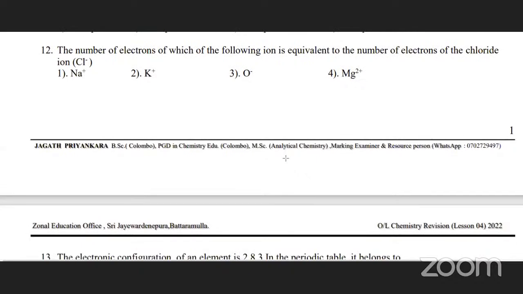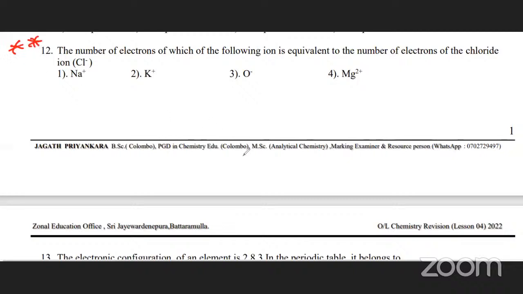This is a question. You can put a star for this, because in the O-level paper they can ask similar questions. When you are given any ion, you can work out the number of electrons based on the atomic number and the charge. For example, chlorine has atomic number 17, but when it becomes a chloride ion, it has 18 electrons. So you have to find the answer which contains the same number of electrons as the chloride ion.